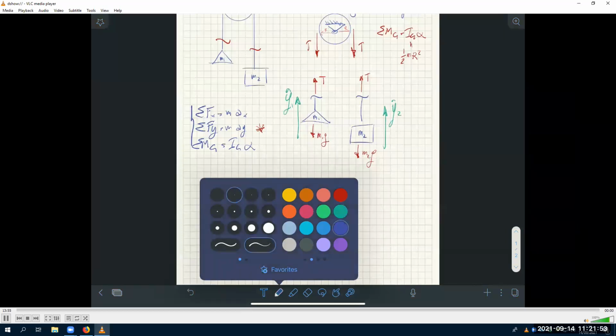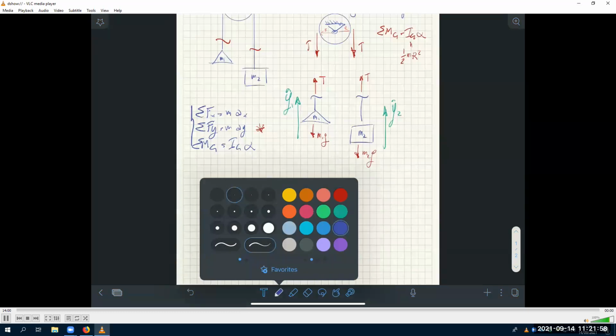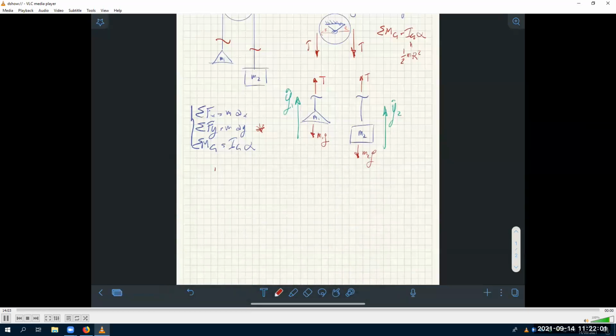Okay, so let's do the sum of forces along y for body 1. So let's do this equation 1. It is plus T minus m1 g equals the mass of body 1 times the acceleration of body 1 in the y direction. I won't bother writing the direction because it's only an acceleration in the y direction, so let's just call it A1. Right? Good. Can you tell me equation 2?